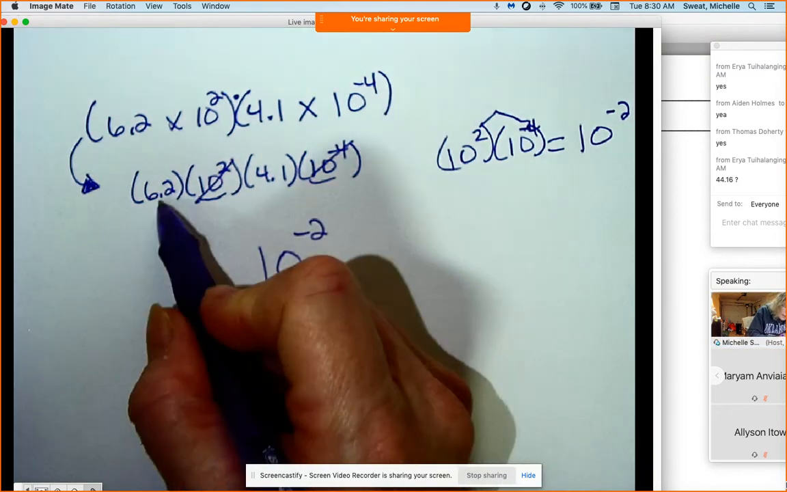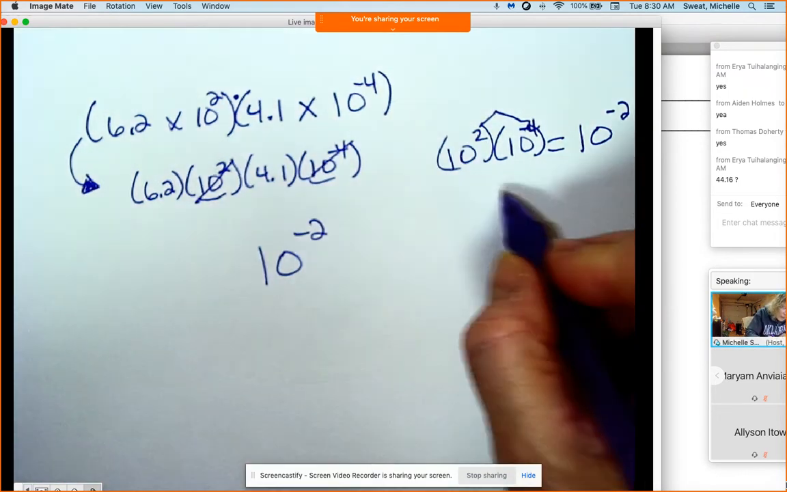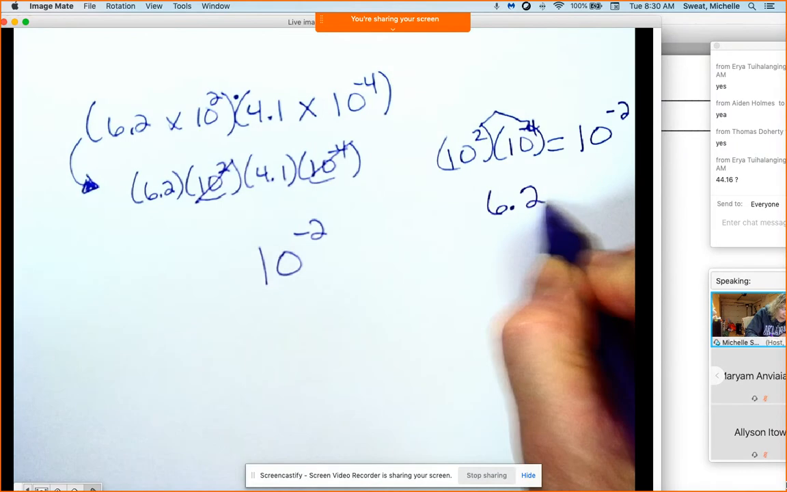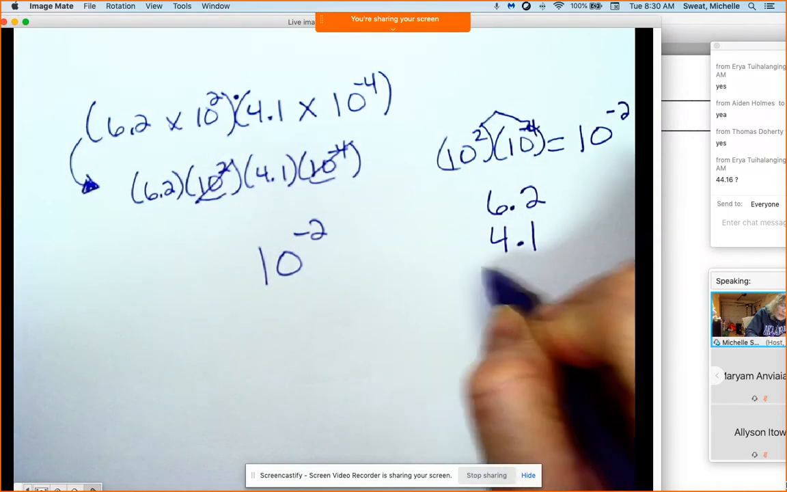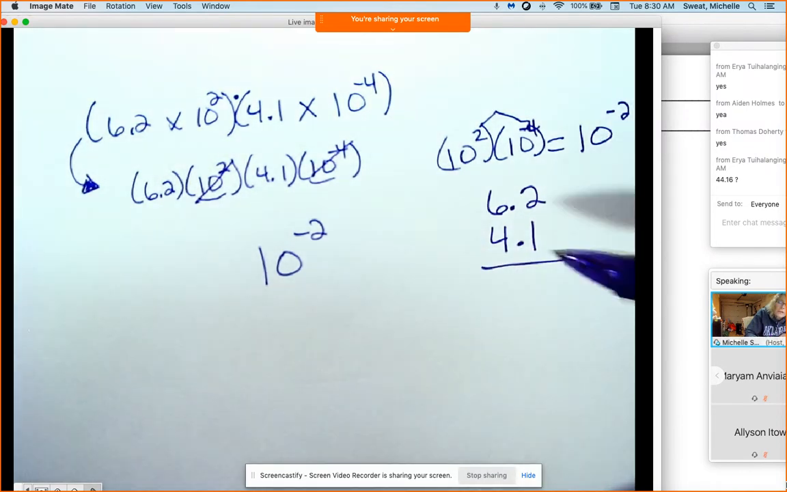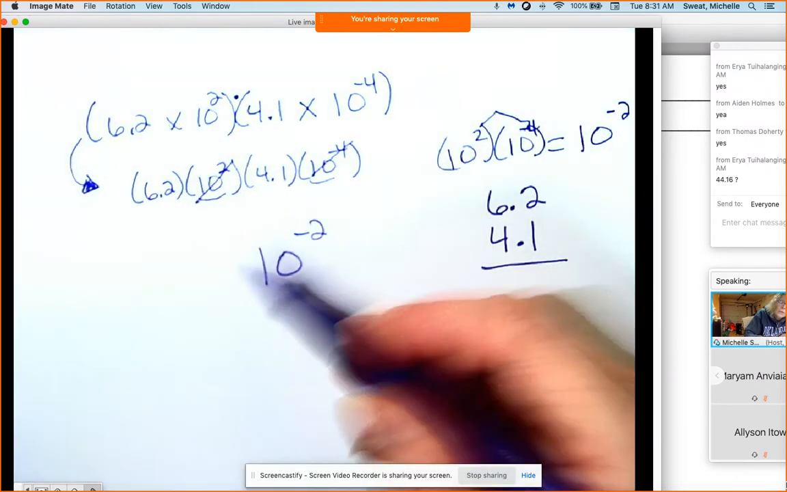The next thing, I need 6.2 times 4.1. Guess what, guys? I get to try and save myself here. Let's see if I can multiply by hand. I'm telling you guys to get a calculator. I'm not here to teach you if you know how to multiply. I'm here to teach you scientific notation and how to multiply those.